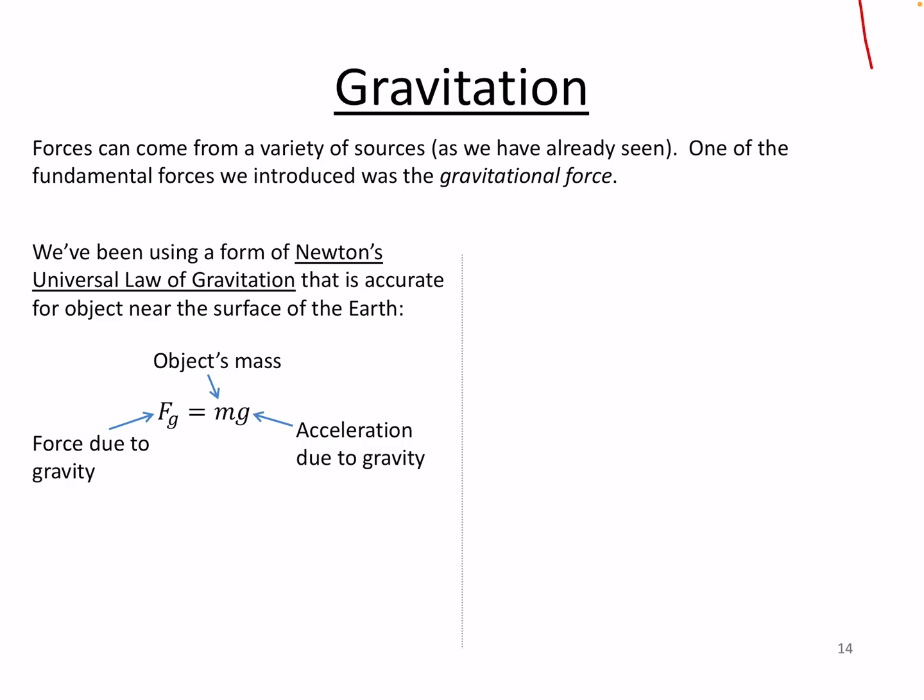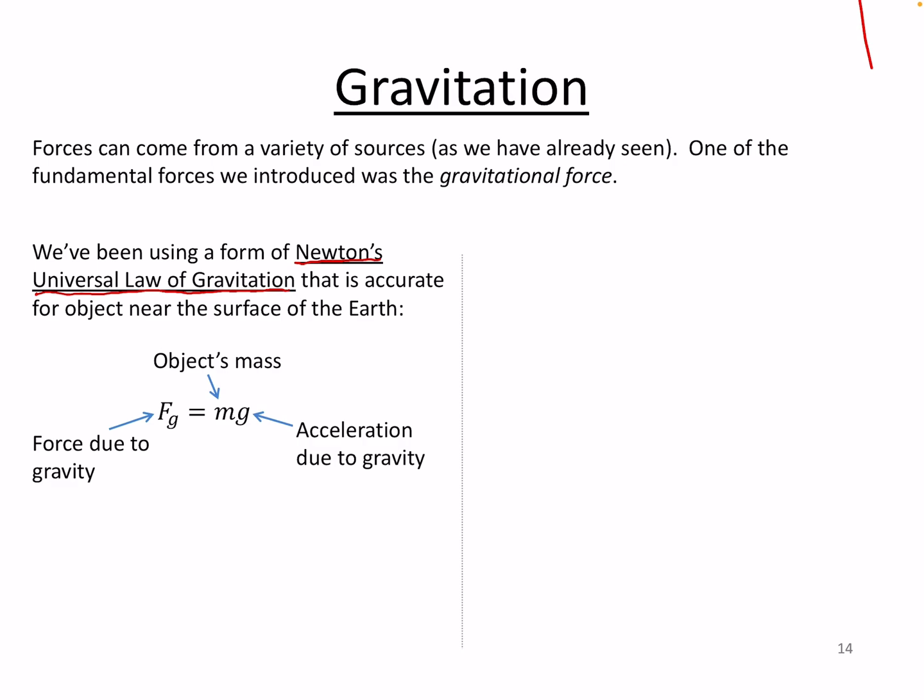And it's worth saying that really we've been using a very specific form of what's known as Newton's universal law of gravitation, which rolls off the tongue nicely. And we've been using a form of it that's very accurate for an object that is relatively near the surface of the Earth. And we'll see what I mean by relatively near the surface of the Earth and the importance of that little qualifying phrase in a little bit.